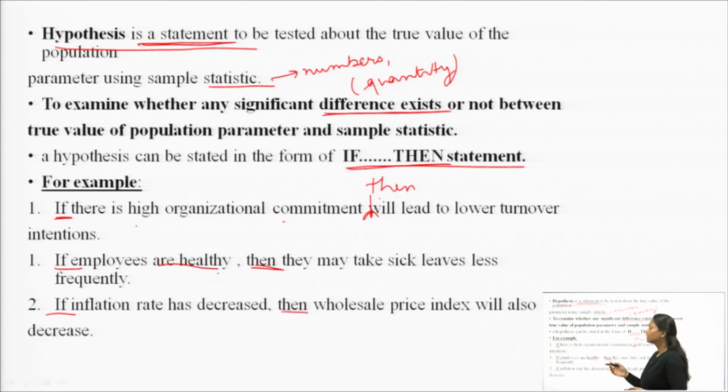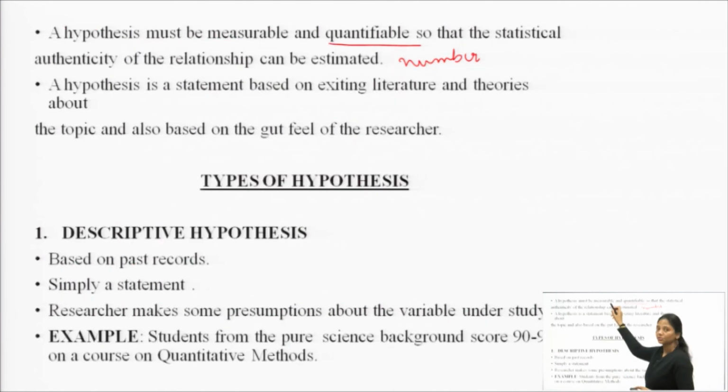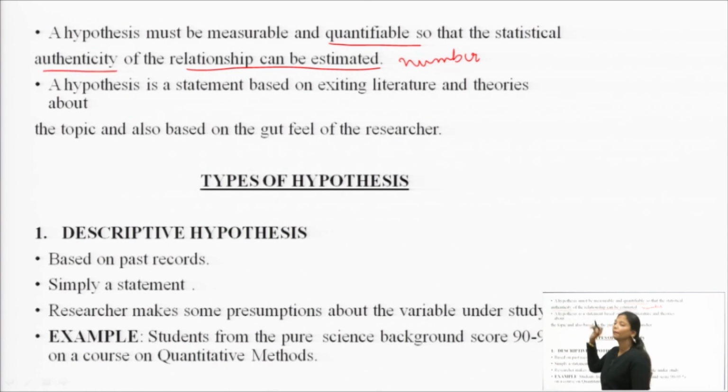If I have the data about higher organizational commitment and lower turnover, if I have quantifiable data, then I can make the comparison of the two and find out what the hypothesis is talking about, what my statement is talking about, whether I am going in the right direction or whether I am going in the wrong direction. So, a hypothesis must be measurable and should be quantifiable. If it is quantifiable, then only the relationship can be estimated or established in a very authentic manner on which we can rely.